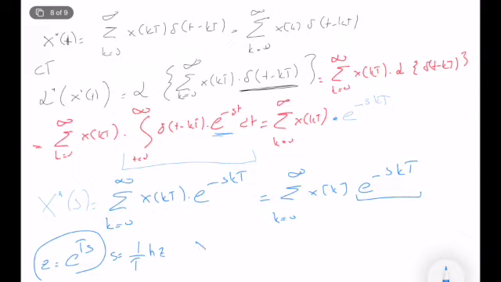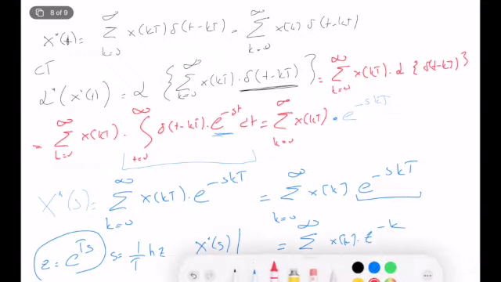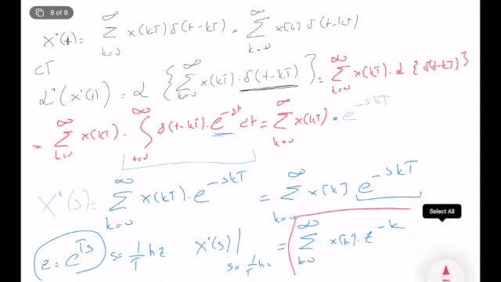So x star of s, if I replace s with 1 over T ln z, is equal to the sum from k equals 0 to infinity of x of k times z to the power minus k. Okay, so this is nice, right? Because I find this. So what is that? I think most of you remember that this is indeed the z transform of the sampled signal.